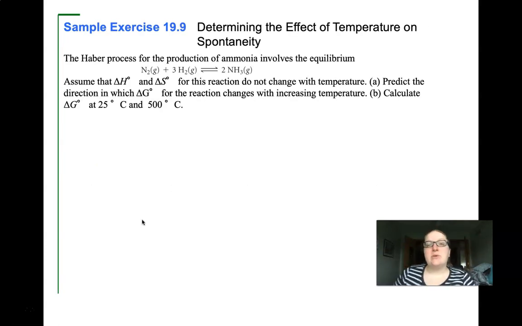All right, next thing we're going to do is look at the effect of temperature, like we were just talking about. The first thing we are going to do is predict the direction in which delta G will go with increasing temperature, and then we're going to calculate delta G at two different temperatures. For the first temperature, we can use the appendix method, and for the second temperature, we're going to have to use a longer method where we calculate delta H and delta S.